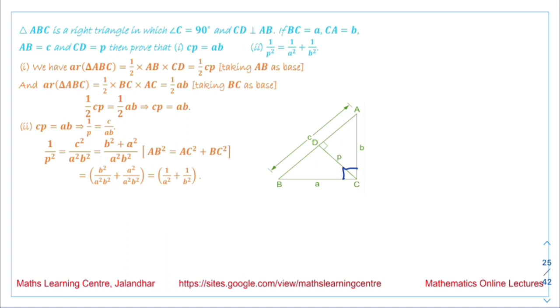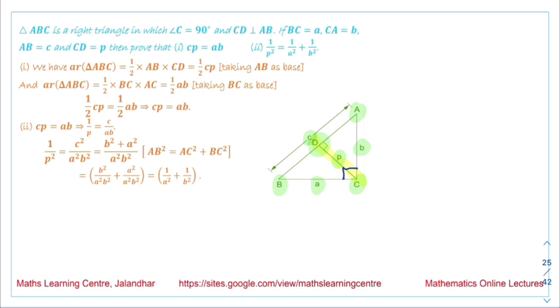And CD, the angle at D is also 90 degrees. Now the length of the side opposite vertex A is given to be a. This is vertex B, so the length of this side is b. This is vertex C, so the length of this side AB is small c. Further, it is given that the length of CD is p. We have to prove that cp is equal to ab.